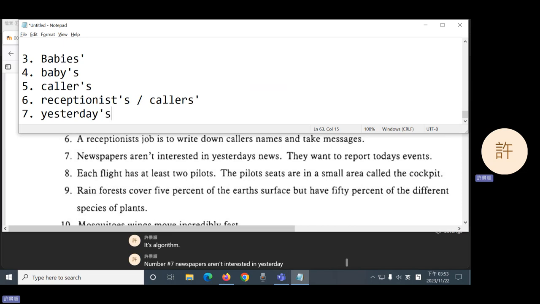Number seven, newspapers aren't interested in yesterday's news. There's only one yesterday. They want to report today's events.